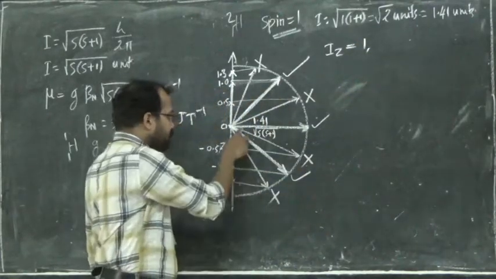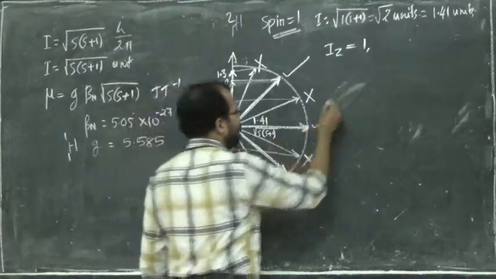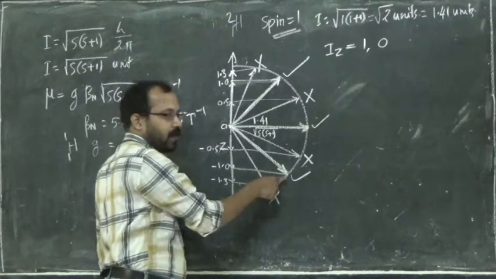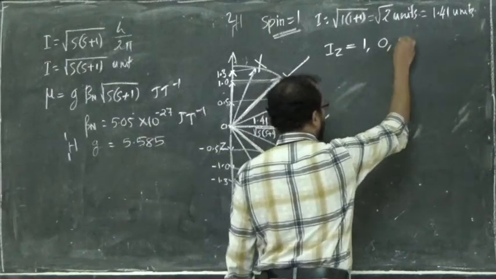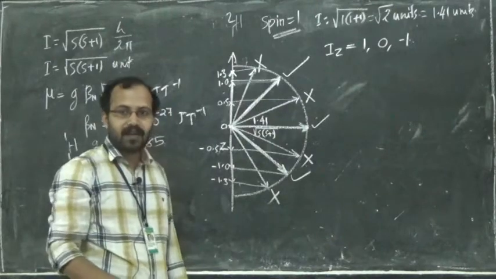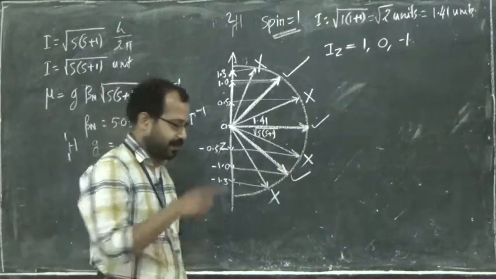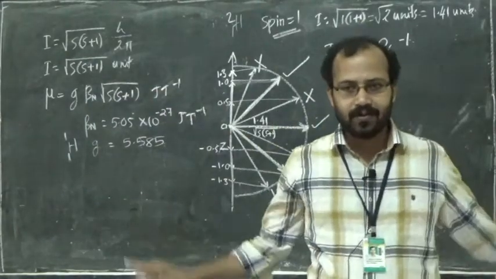And corresponding to the second allowed direction, the component is 0, therefore Iz is equal to 0. And corresponding to the third allowed direction, the component is minus 1, so Iz is equal to minus 1. So these are the components of the angular momentum in the reference direction. All other angular momenta are ruled out.